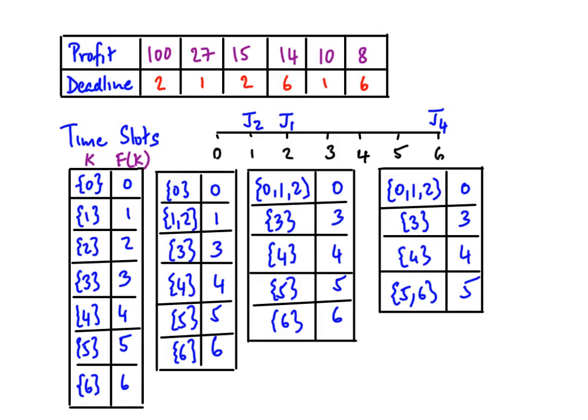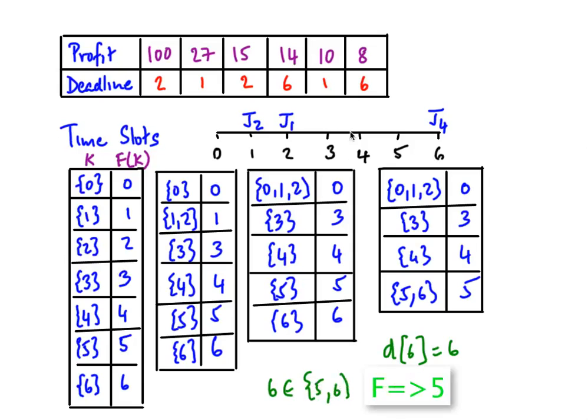So finally we come to the last job. We find that D of 6 is actually equal to 6. Now 6 belongs to the set {5, 6} and the F value is equal to 5. So we will implicitly schedule J6 over here, and now we will update this set. We will merge 5 and 6, so this will all get merged into a new entry with 4. But since we have no more jobs, we won't draw this set out and we'll stop.